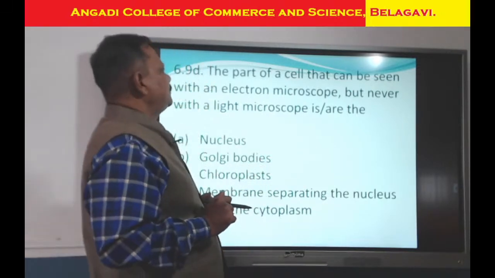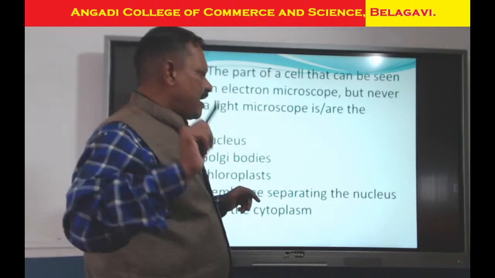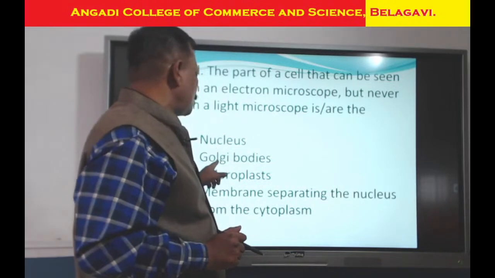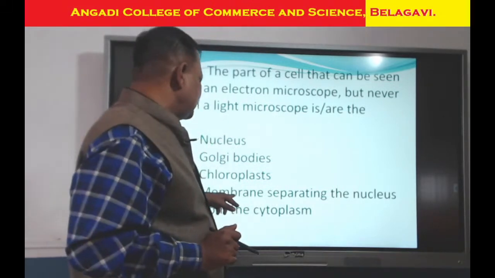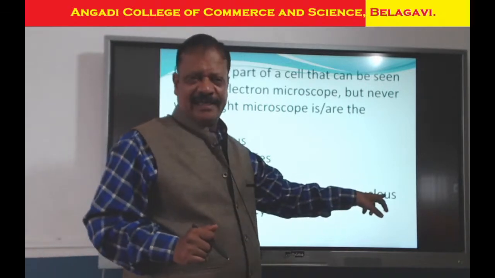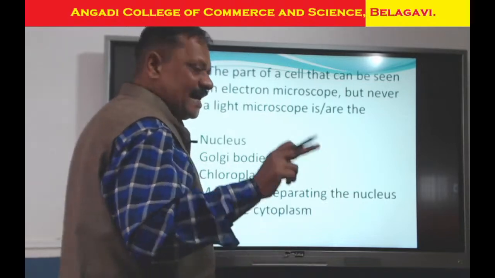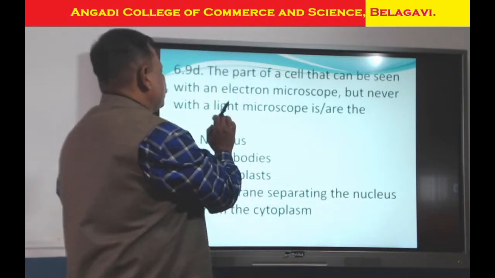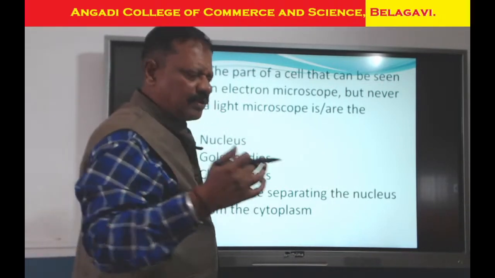So here we can see it only by electron microscope. Nucleus can be seen in the normal microscope, and Golgi bodies, chloroplast, everything you can see. But you cannot see the membrane separating the nucleus. So the electron microscope helps to see this. As a result, option D is the correct answer. We'll move to the next question.